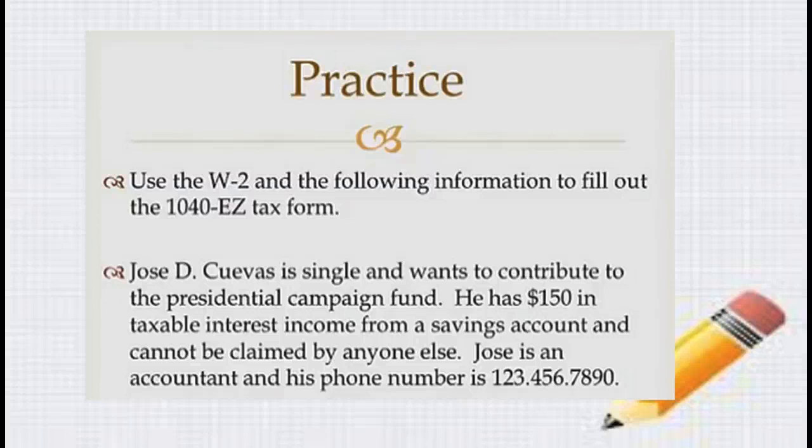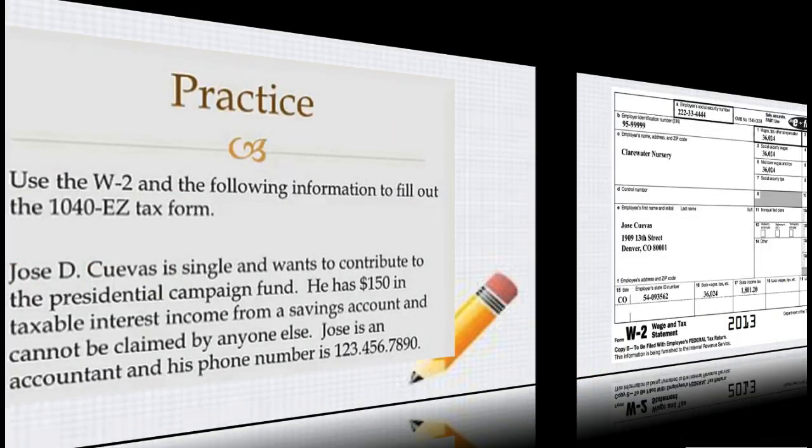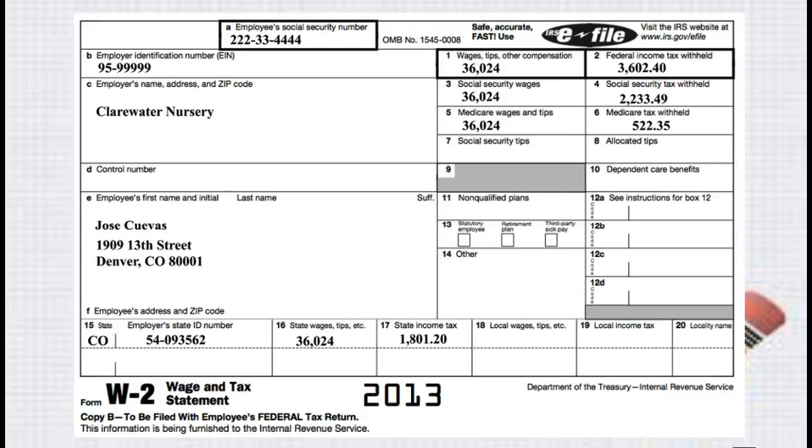He has $150 in taxable income. That's from a savings account. He is not a dependent. He can't be claimed by somebody else. He's an accountant, and there's his phone number. Here's a copy of his W-2. So he had wages of $36,000. He definitely falls within that threshold.